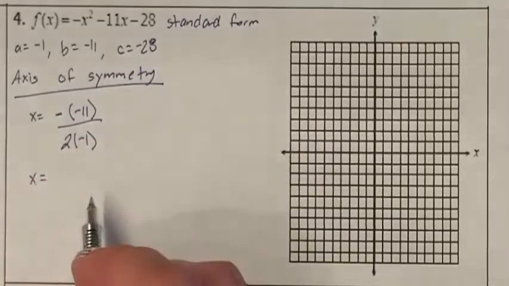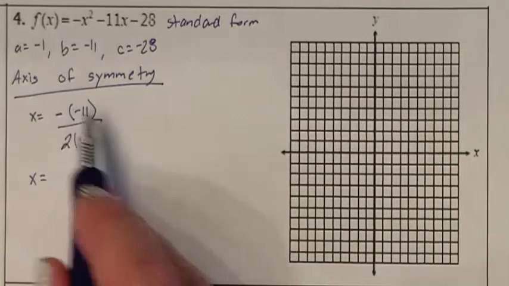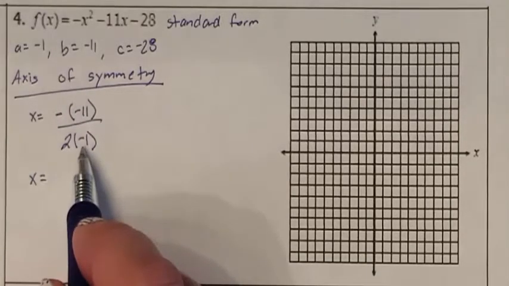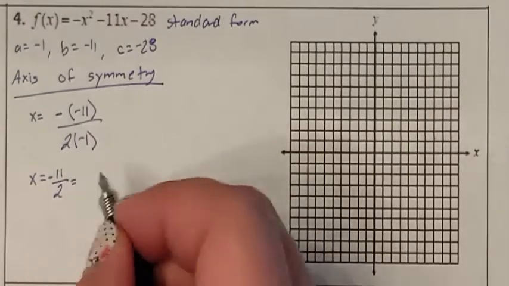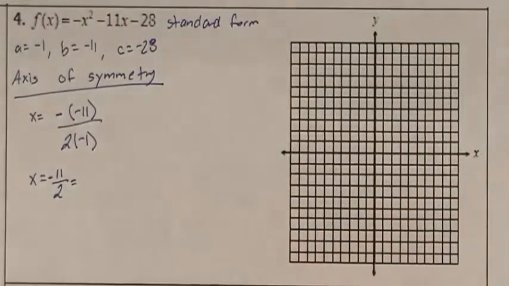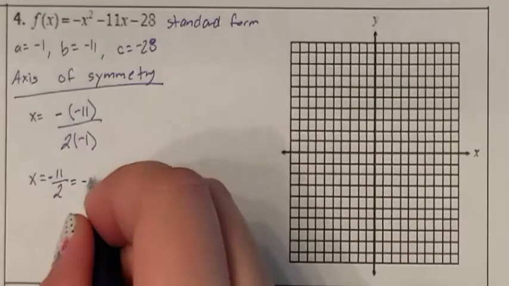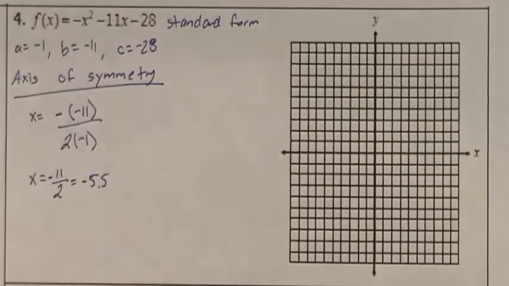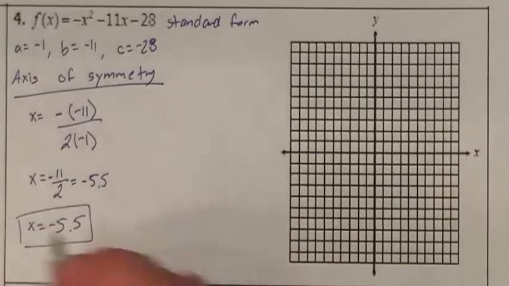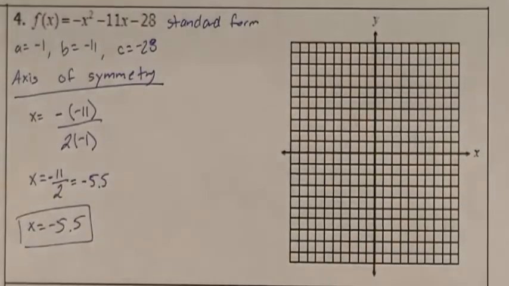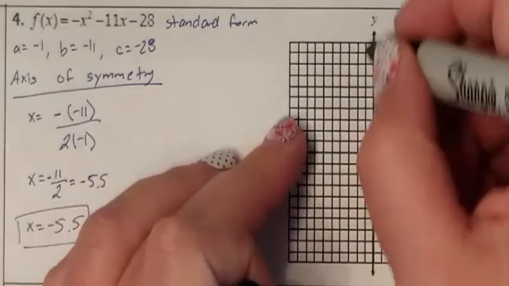So my axis of symmetry is 11 divided by -2. So my answer is -11 halves, which I need to turn into a decimal so I can figure out where it goes. -11 over 2 is -5.5. So I know my axis of symmetry crosses at -5.5. I cannot see my x and y axis, so I'm going to make them just a little darker.